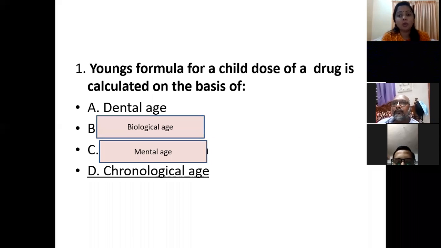Again, the answer will be chronological age. What is chronological age? It is an age based on your date of birth. That is how long you have been alive, based on your date of birth. That is chronological age, a normal age.